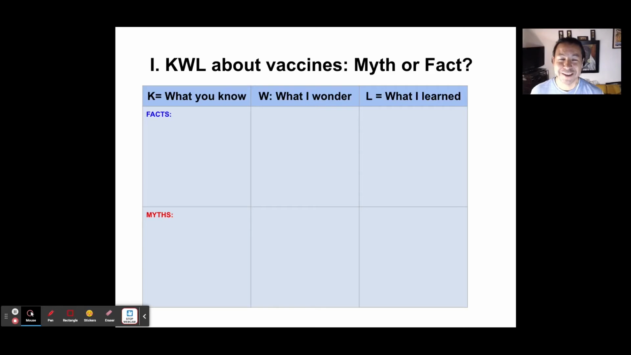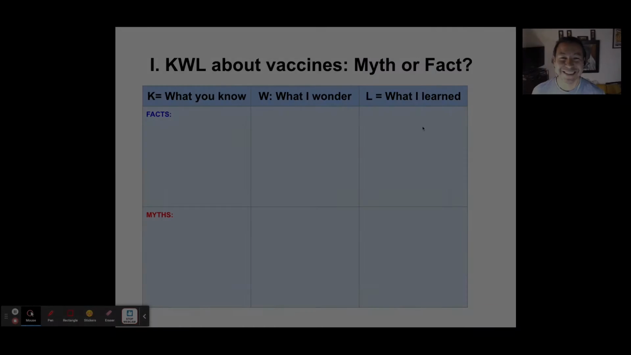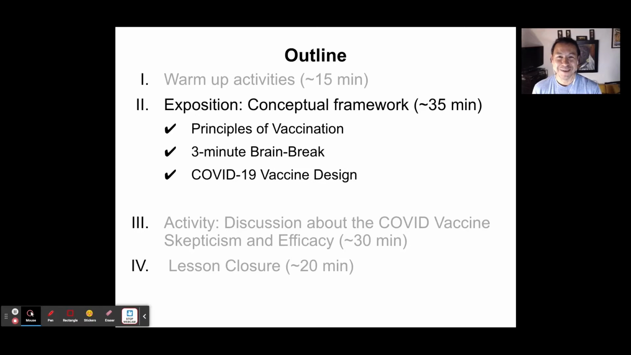Let's activate your prior knowledge about vaccines. Let's do a KWL activity in which you're going to start with the K about what you know about which facts or myths. Then you're going to write about what you wonder. This will allow me to see what you're curious about, either about a fact or a myth. And once we finish the whole lesson, you're going to come back and write what you learned about facts and myths. Are you fired up?